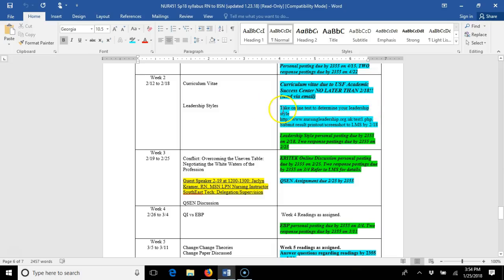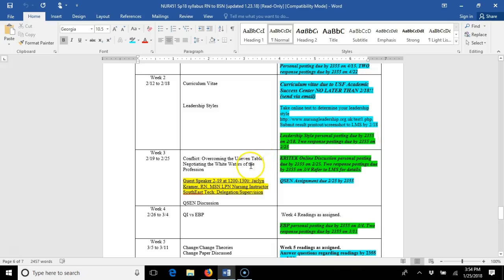When we talk about leadership styles, we want you to go and take a test online in regards to this and see what kind of leadership style you have. And then you have to make a posting on this. 1 initial and then 2 responses.